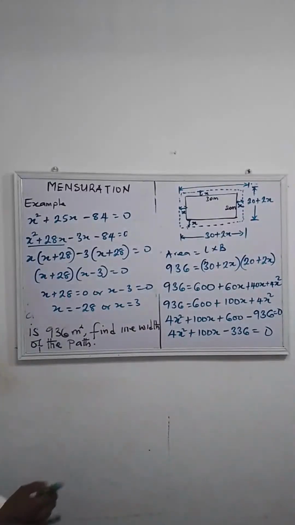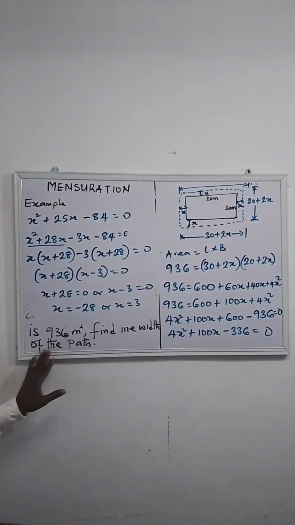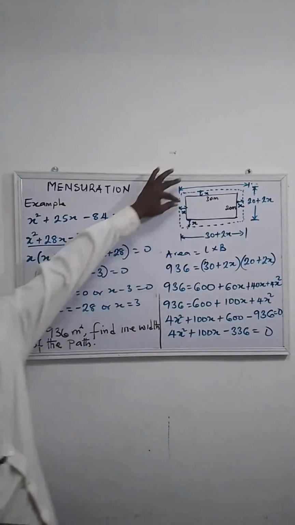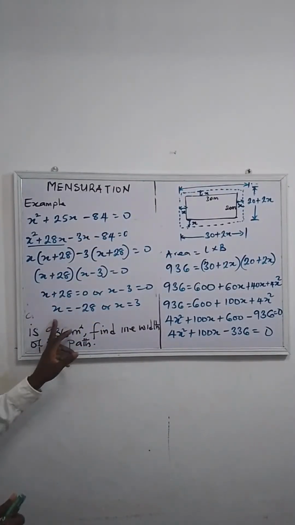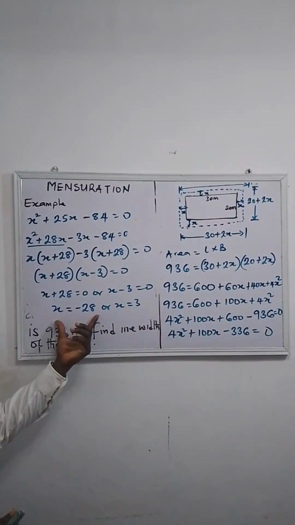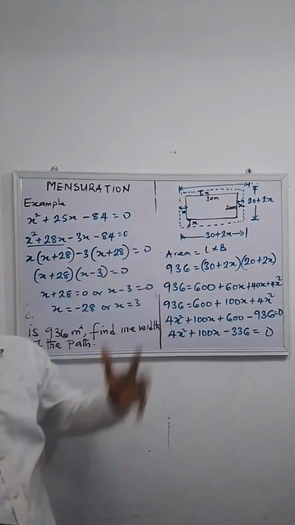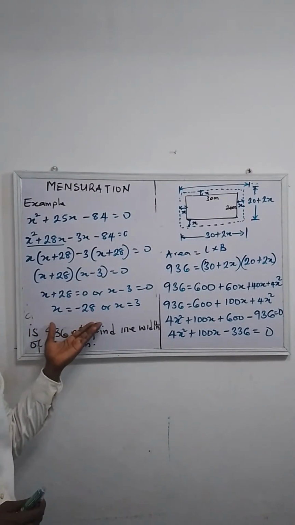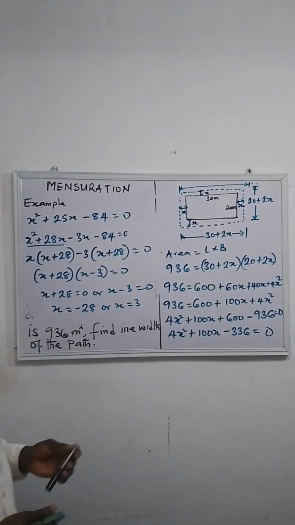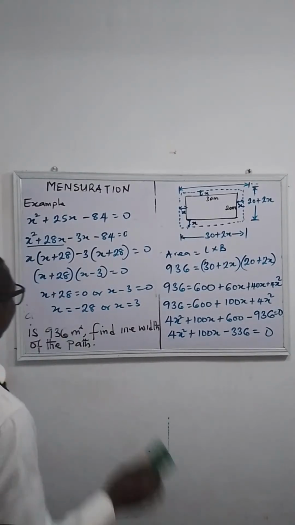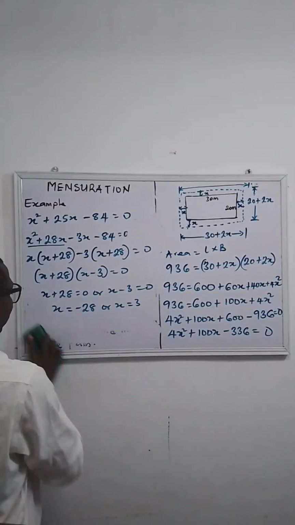Alright? So now look at the question. The question wants us to find the width of the part, which you have represented with x. So now x cannot be negative because the width is a distance, and distance is not measured in negative. So that means that x is 3 and not negative 28.